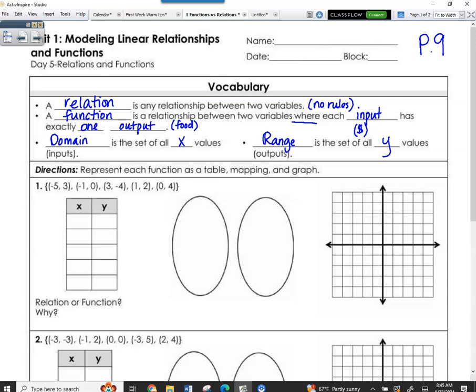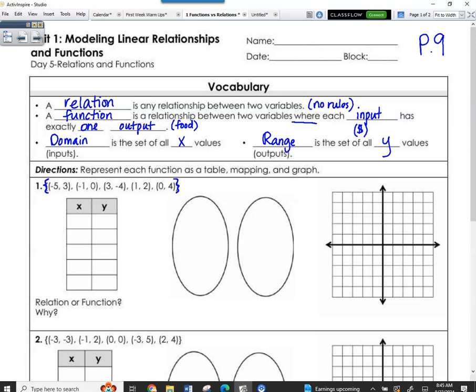Now, we can't work with food. We're going to work with numbers. So let's look at this. Represent each function as a table, mapping, and graph. You'll notice right here we have this set of numbers. Do you see the little squigglies right here? Now you can understand why we did set notation first, because I wanted you to understand what the squigglies meant. Here is a set of numbers. Notice that it's coordinate points. So it's the points (-5, 3), (-1, 0), (3, -4), (1, 2), and (0, 4). Just a bunch of coordinate points.